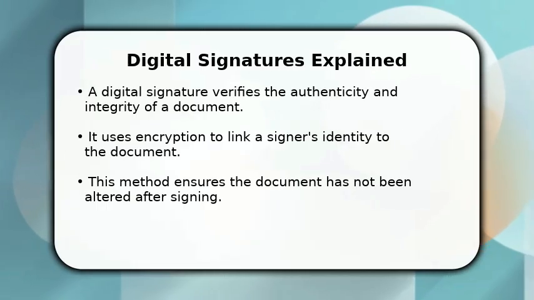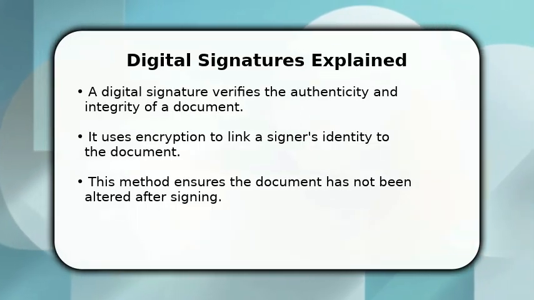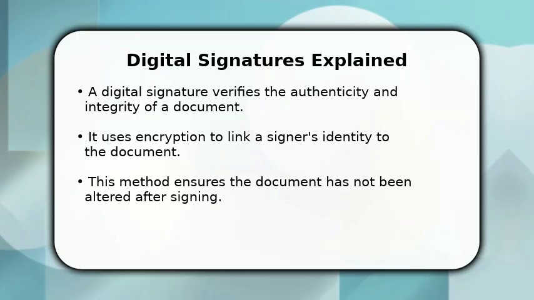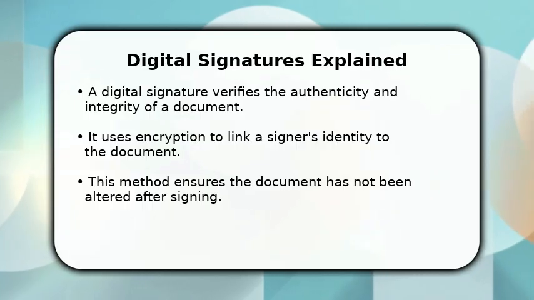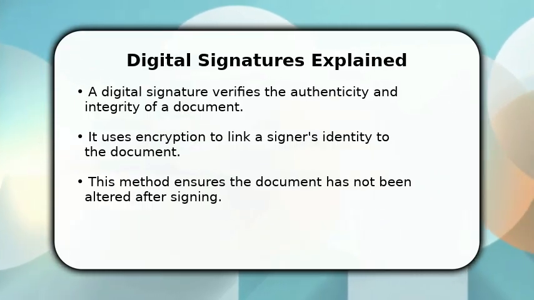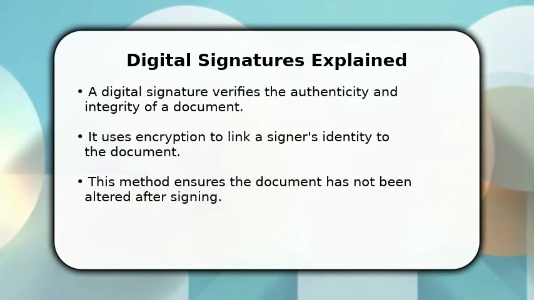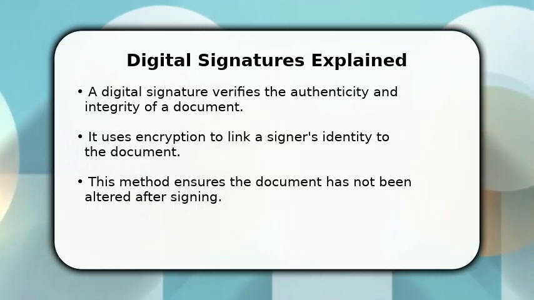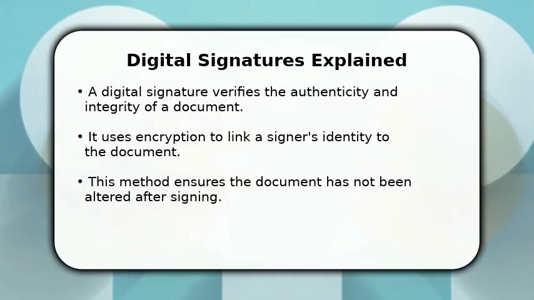In this video, I will explain how to digitally sign your document. A digital signature is a secure, electronic way to authenticate the identity of the sender and ensure the integrity of the document. It uses a cryptographic technique to bind an individual's identity to a digital message or document. This process helps confirm that the document has not been tampered with since it was signed, providing a high level of trust and legal validity.